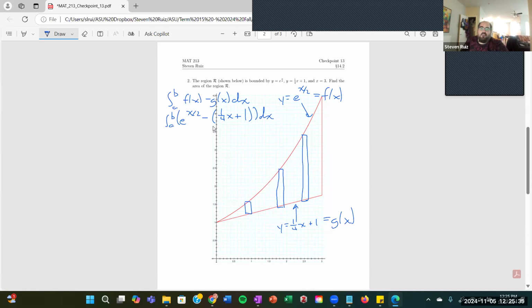All right, so we're almost done here. The last thing we have to worry about is our interval. Do we know what our bounds, our limits of integration, are? I think we have a very good idea what our right bound is. We are told that one of the equations that bounds this is x equals 3. So I know that my right end is x equals 3.